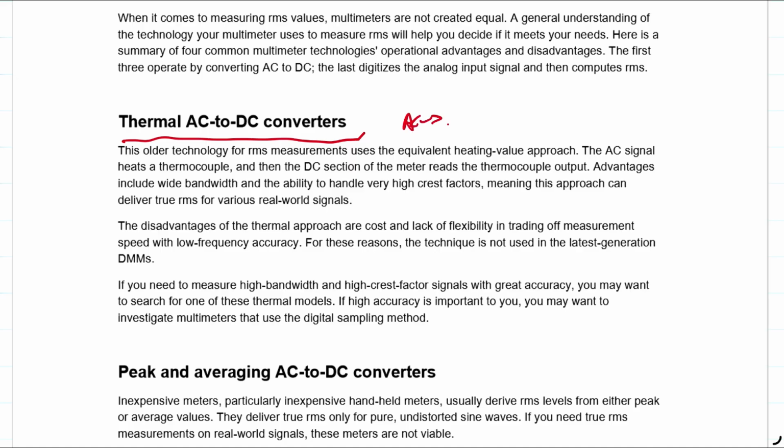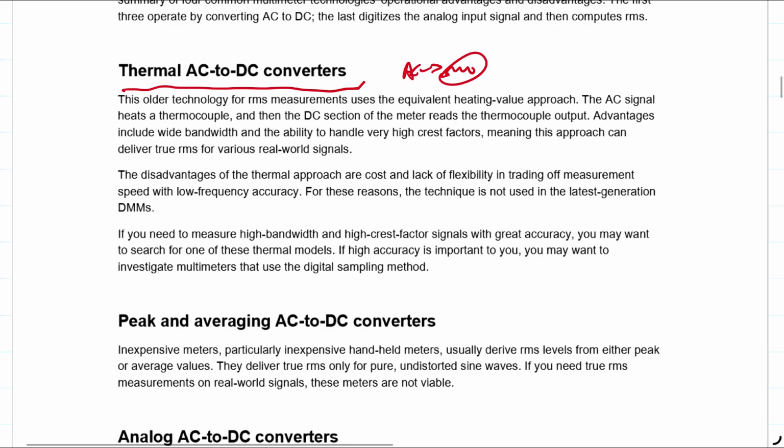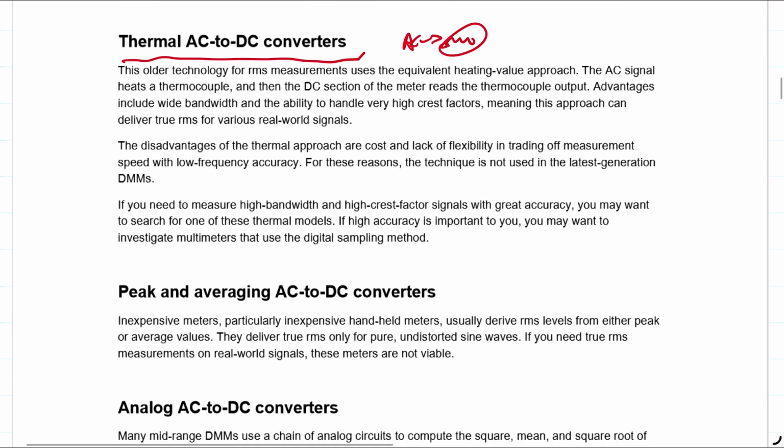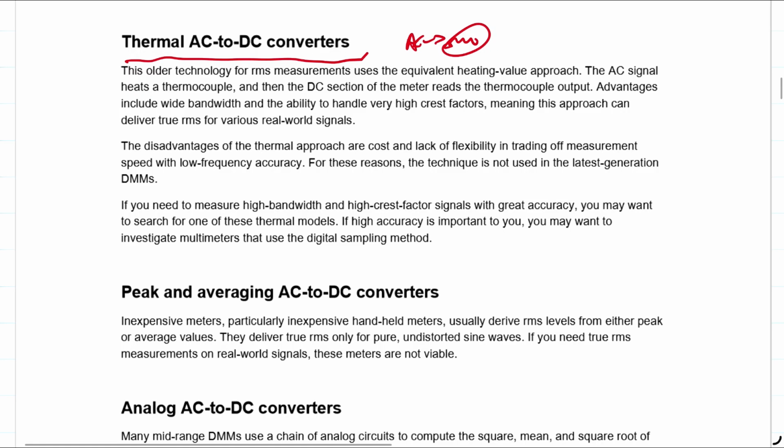You pass it through a resistive load, and this resistive load will generate heat. Then you have other circuits to measure how much heat you generate. This way you can convert any signal into RMS. That's basically the definition of RMS, and so this can measure any AC wave type, not depending on the shape of the AC input.